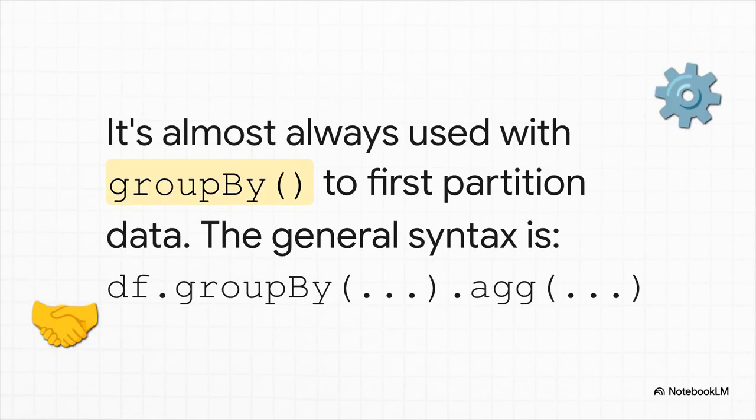Now here's something you gotta understand. Agg is not a lone wolf. It has a partner in crime, and that partner is groupBy. The workflow is always the same. First, you use groupBy to slice and dice your data into logical buckets, like grouping by department or by product category, and then you unleash agg to run calculations on each of those individual groups. That two-step combo is fundamental.